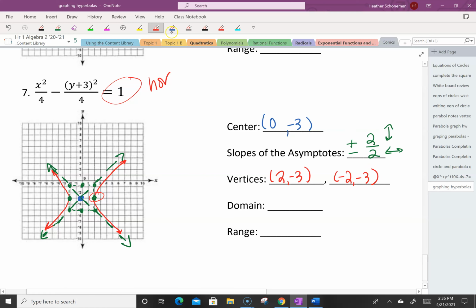The domain, when I go left to right, gets broken up because I've got this empty spot in the center. So it's going to go from negative infinity to negative 2. And then there's another section that starts at positive 2 and continues on to infinity. But for the range, it expands up and down, so it's negative infinity to infinity. And that's how we graph a hyperbola.